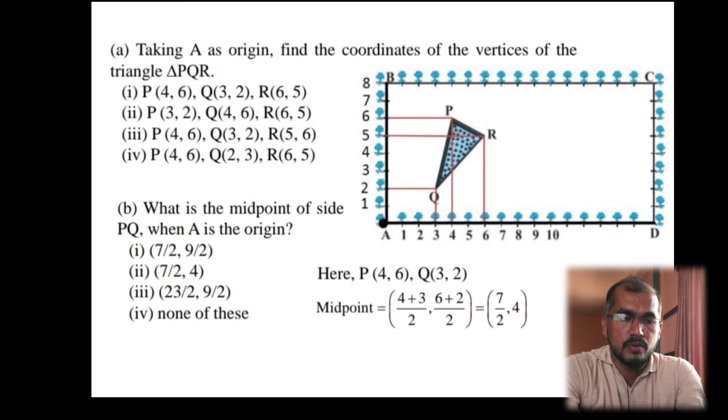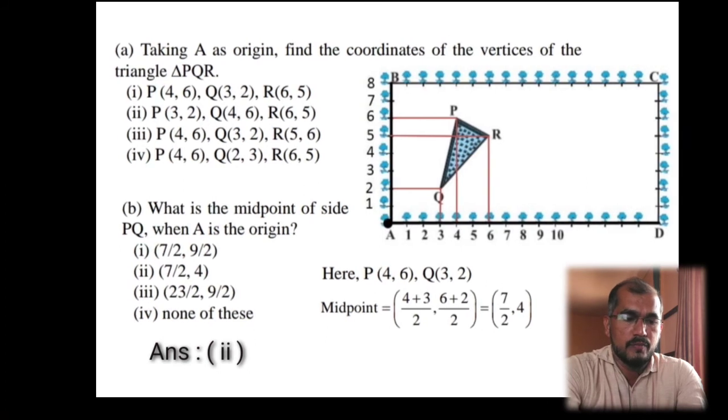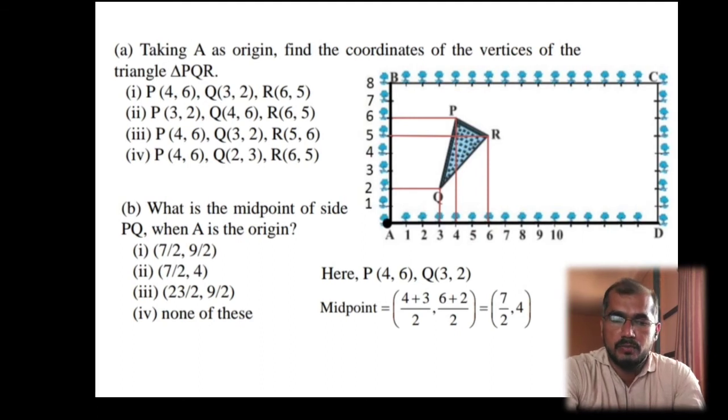So we have to use that midpoint formula for this problem. So x1 is 4 plus 3 divided by 2 and 6 plus 2 divided by 2. So we will get 7 divided by 2 and 4. So which option is the correct option? The second option is the correct option. So children, I hope that all of you understood these two problems.